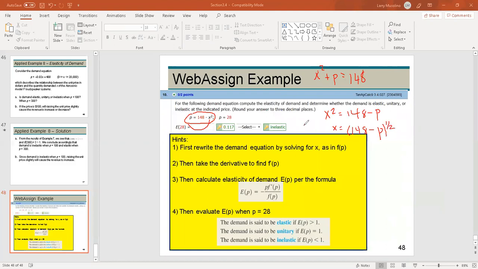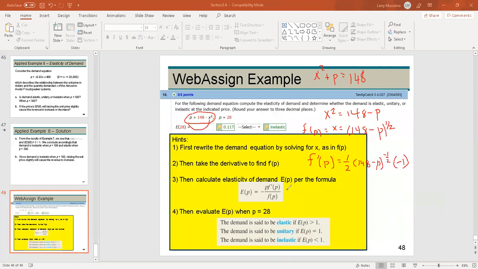Okay, this is the f of p function. Well, in this elasticity formula, we also need the derivative. So let me also work out the derivative function, f prime. Well, I'm going to need the chain rule here. I'm going to bring the 1/2 down in front as a multiplier. Keep the function inside the parenthesis. Subtract 1 from the exponent. And now I got to take the derivative of what's inside the parenthesis. Remember, the chain rule says you got to take the derivative of what's inside. But the derivative of what's inside is a -1.